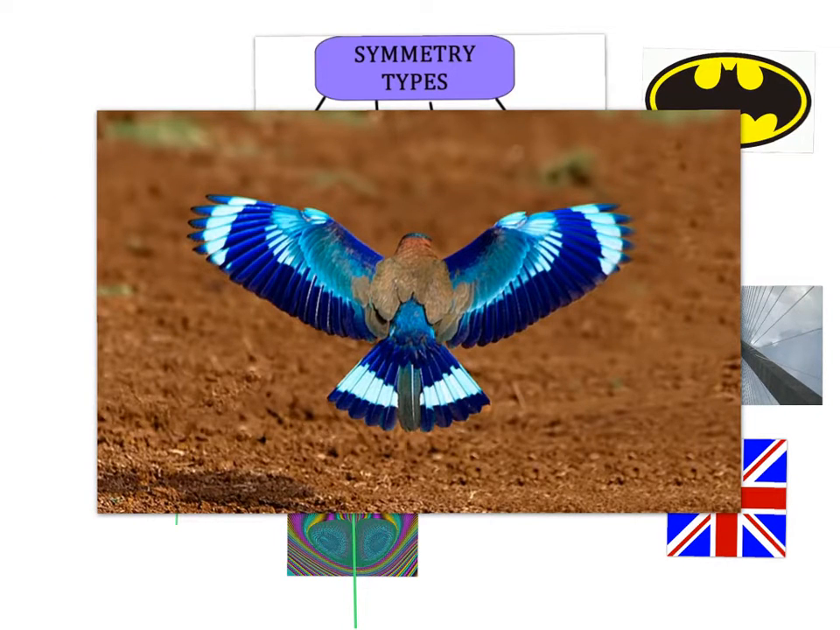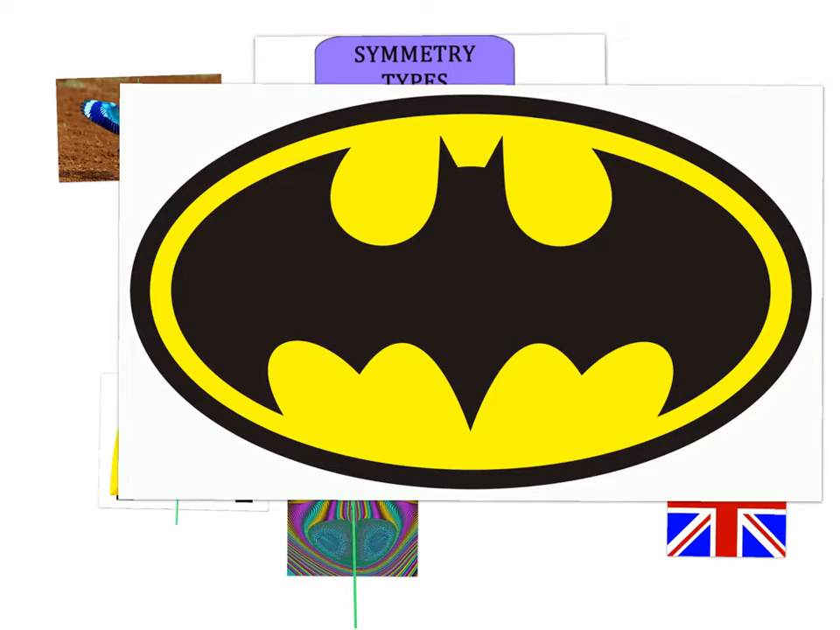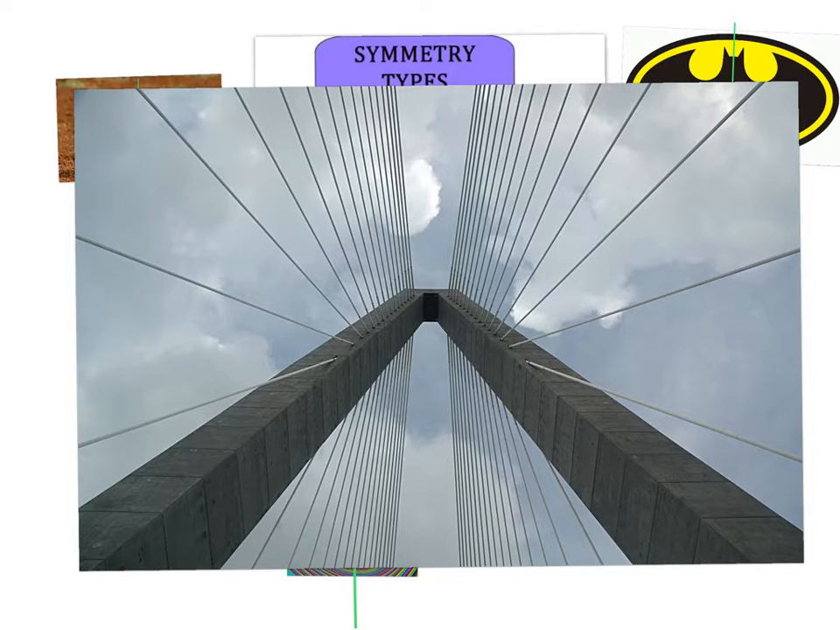This cool looking bird has a clear line of symmetry from its head to its tail. You can see there. Batman's logo has a line of symmetry from head to tail. You can see right there. The picture of this bridge has a line of symmetry. You can see that right there.